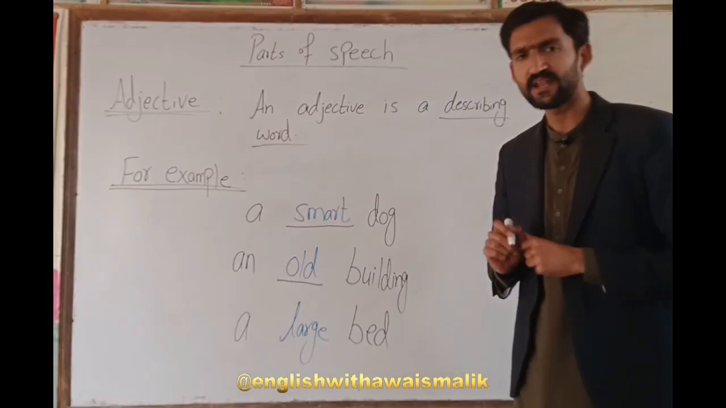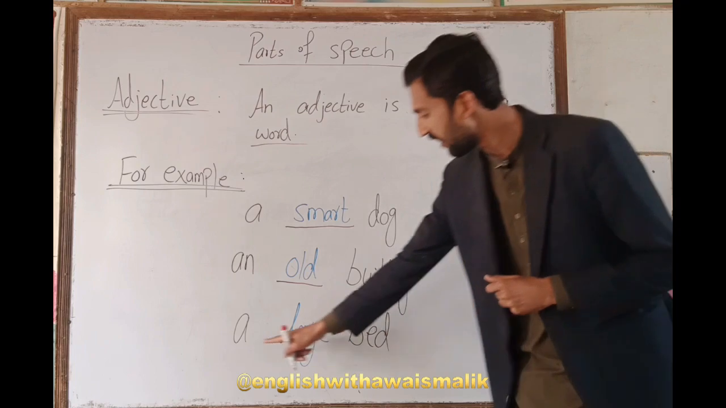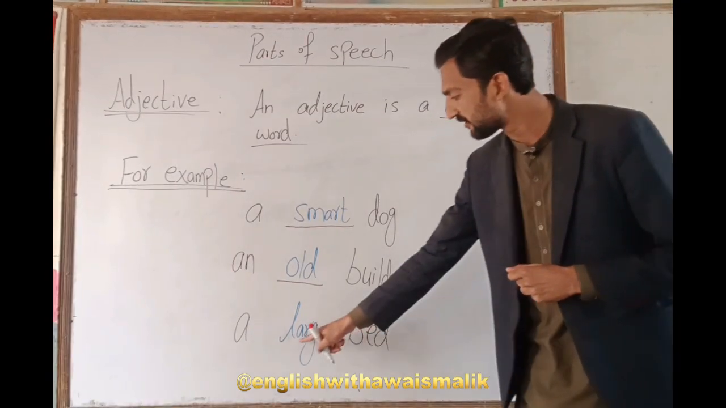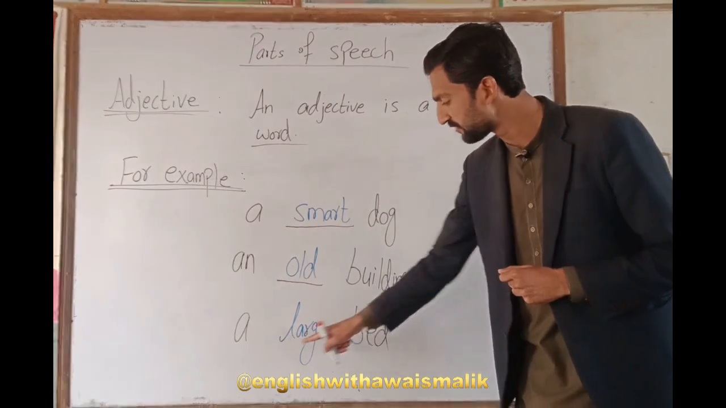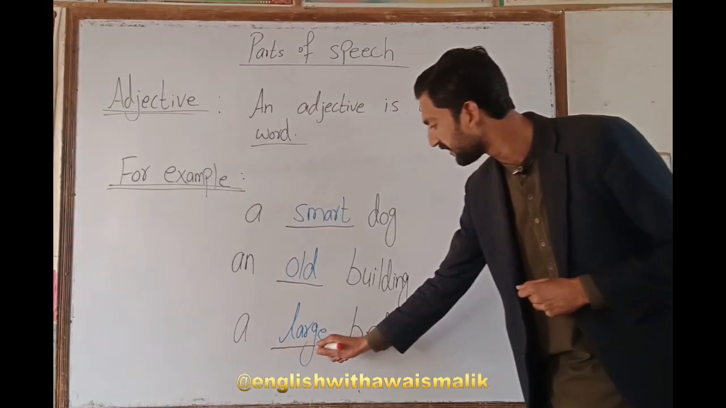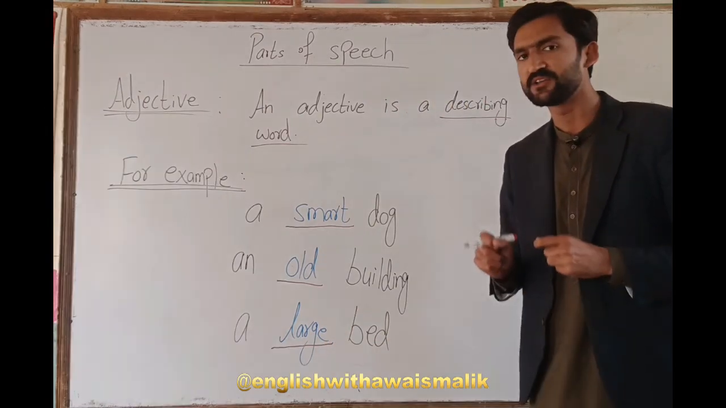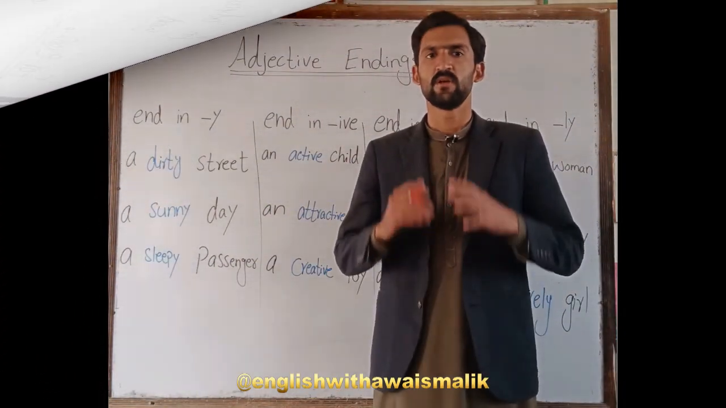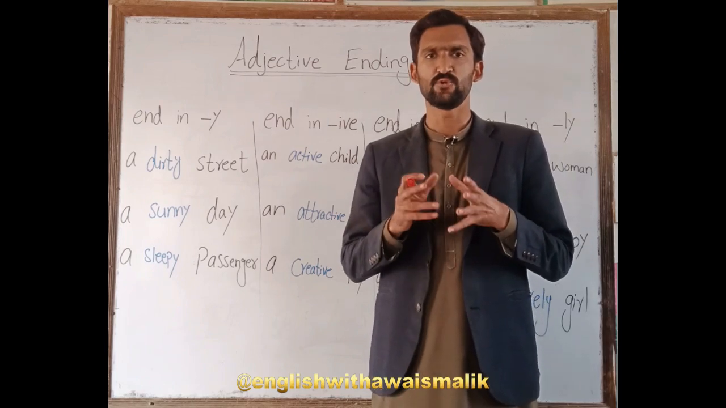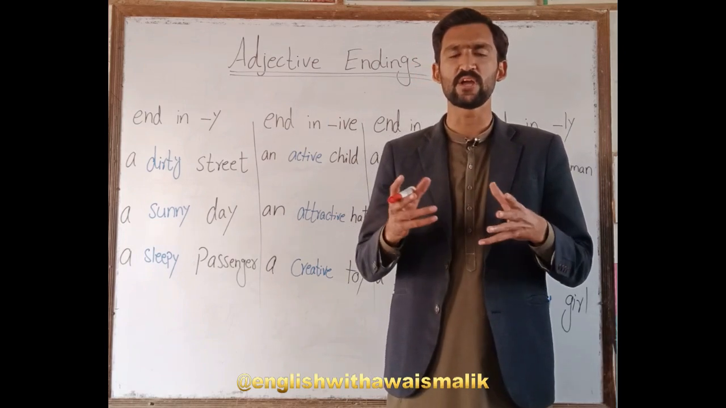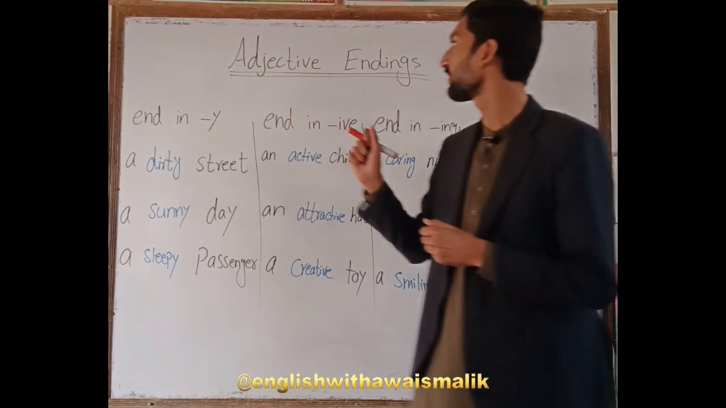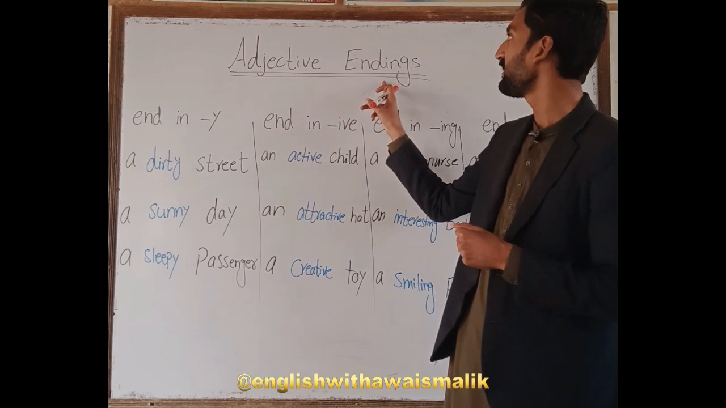Next we have another example when we say a large bed. The word bed is a noun and the additional word, large, gives more information about the noun. So the word large is considered to be an adjective. As we say, an adjective is used usually before a noun, but a few times it is also used after the noun. So here are a few adjective endings.